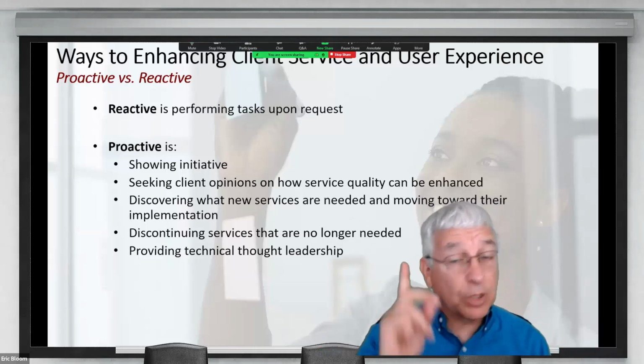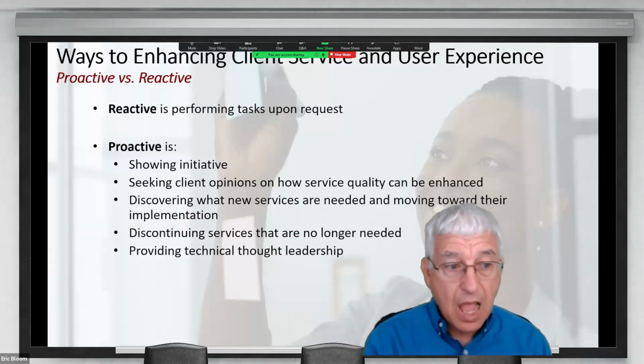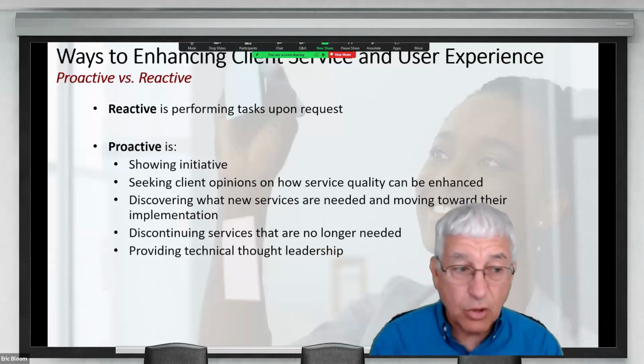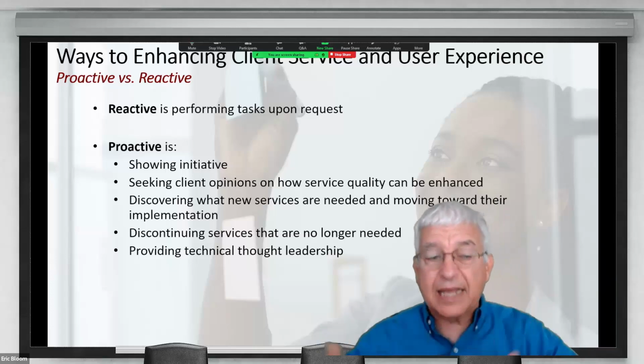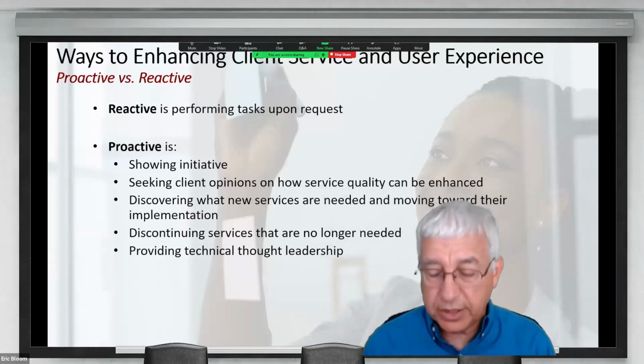And not only that, but good feelings in them toward you. Discontinuing things that they no longer want. And again, this is providing technical thought leadership, all parts of being proactive.